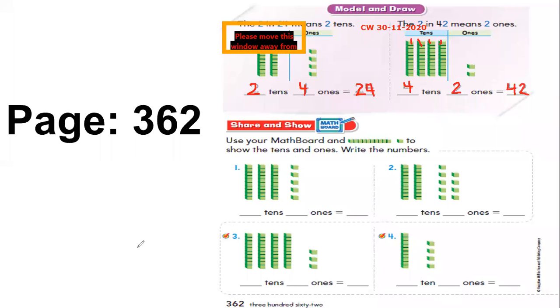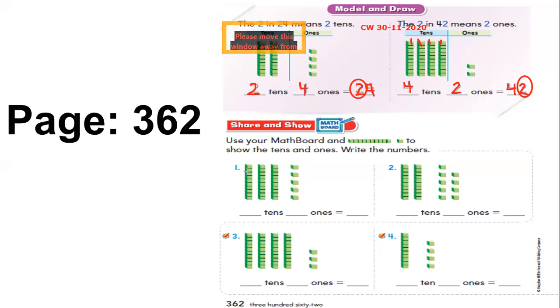So don't get confused. What they are saying here is when you have 2 on the left side, that is the tens side. And when you have the 2 on the right side, that becomes the ones. So now you know which is the tens side and which is the ones side. Now, use your math board and the cubes or the model to show the tens and the ones, and write the numbers. So we have here the models of the tens and the ones. We are going to count them and then solve our question.